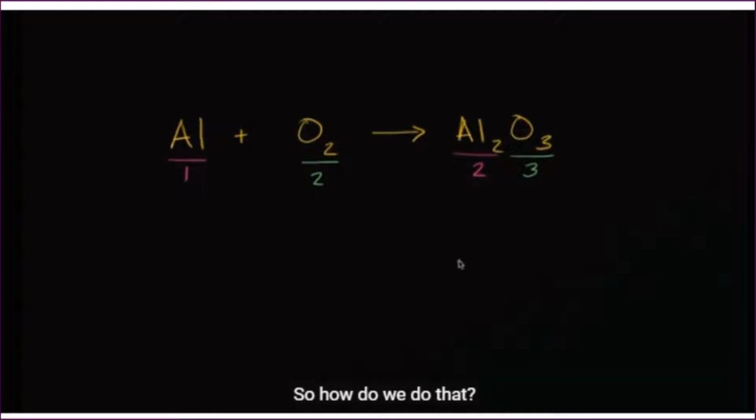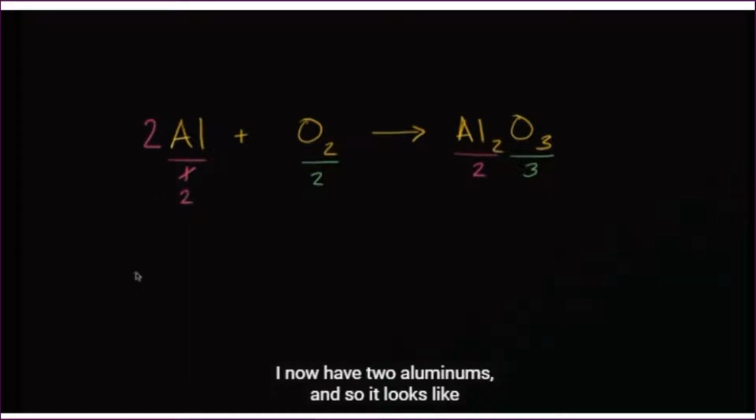So how do we do that? Well, one thing might be to say, okay, if I've got 2 aluminums here and I have 1 aluminum here, why don't I just double the number of aluminums right over here? So I could just write a 2 in front of it. So now this says 2 aluminums, so I no longer have 1 aluminum here. I now have 2 aluminums. And so it looks like the aluminums are balanced, and they are indeed balanced. But still we have an issue with the oxygens.